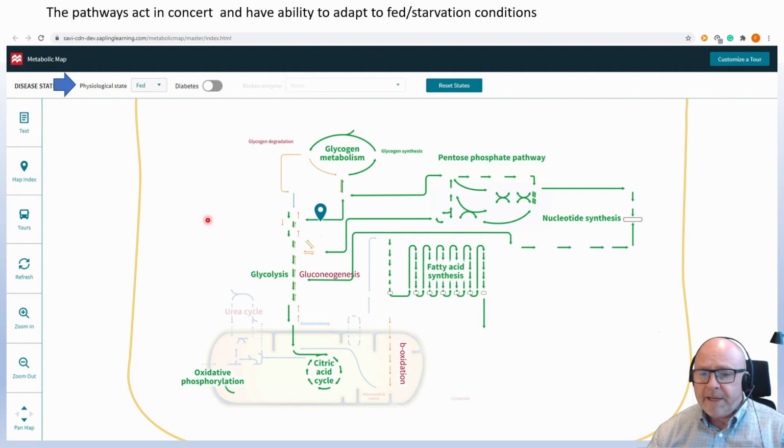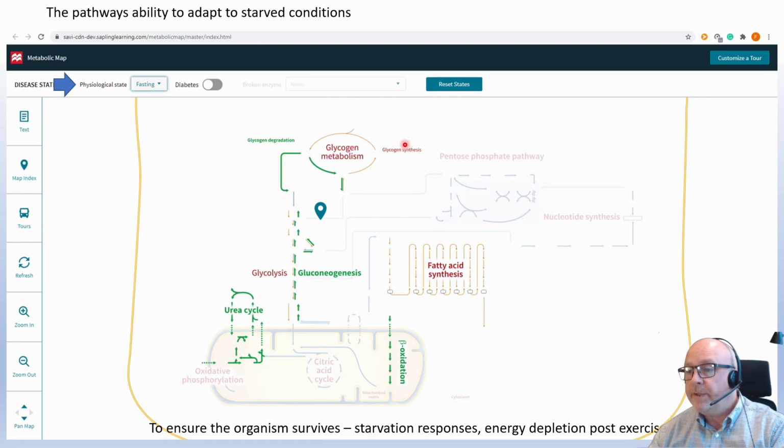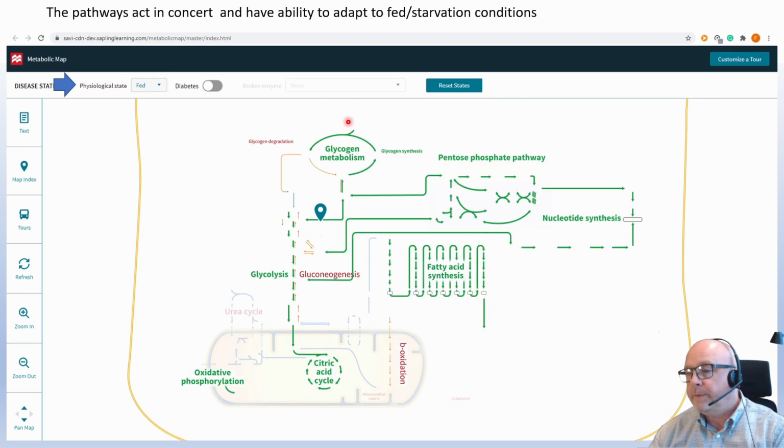So I showed this slide in the orientation meeting, and the next slide, to show you in a way that these pathways that we have covered as individual blocks of information act in concert together under different conditions. So here we have the fed conditions, and then we have the starvation conditions. So in fed, these pathways that we learned about are on: glycolysis is on, glycogen metabolism, you're making glycogen, fatty acid synthesis is on, etc. Citric acid cycle, these are on during the fed conditions.